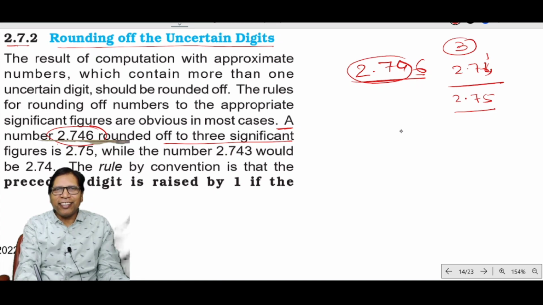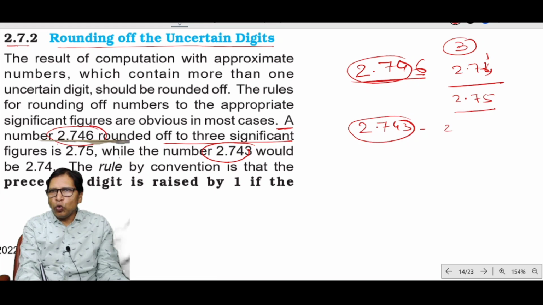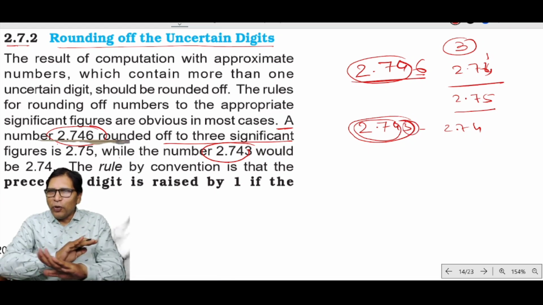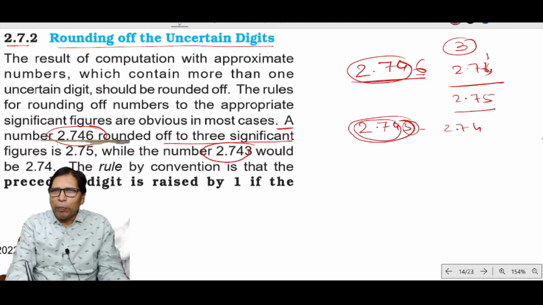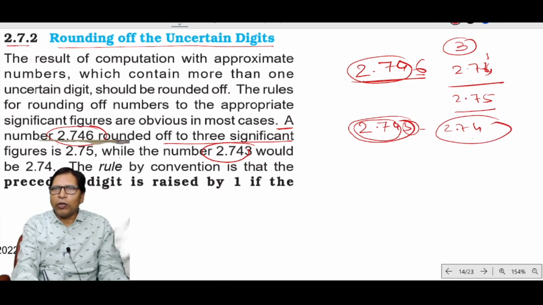Okay, understood? Now look at another number, 2.743, rounded to 3 significant figures. Here 2.74, and after 2.74 there is a 3, which is less than 5. So no addition takes place. So the approximate value of this is 2.74, and of the previous one is 2.75.